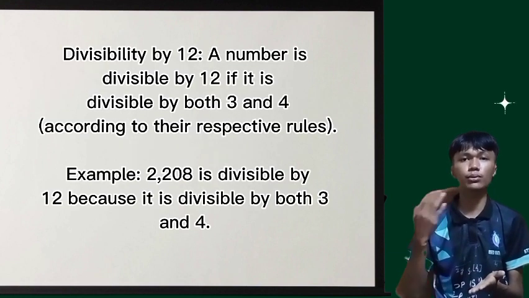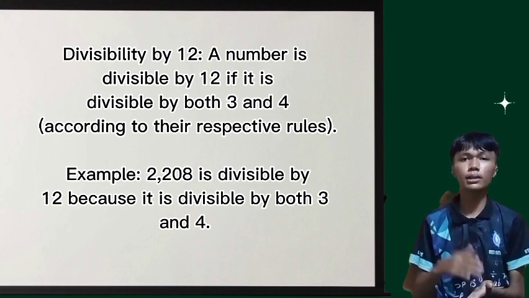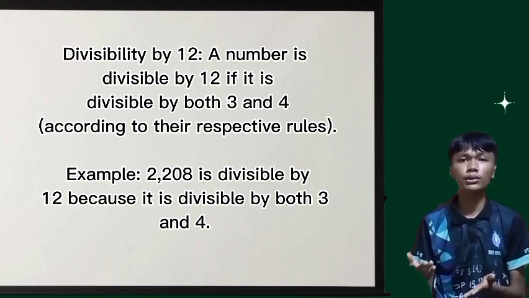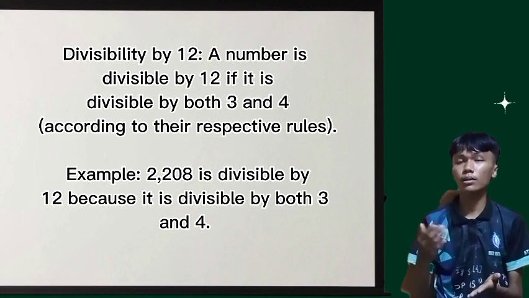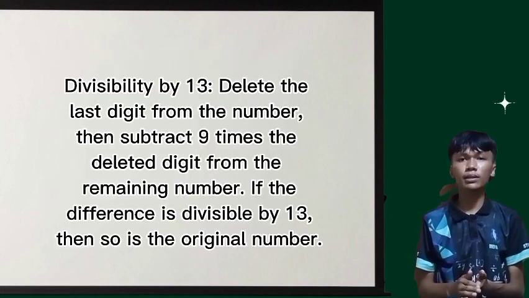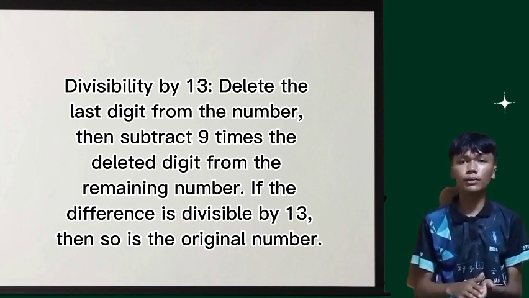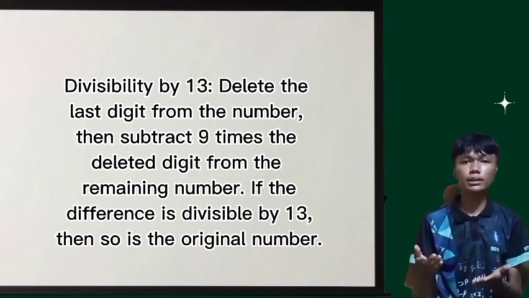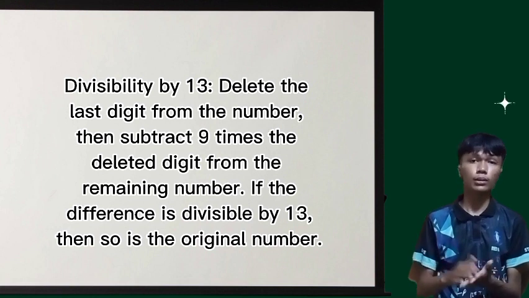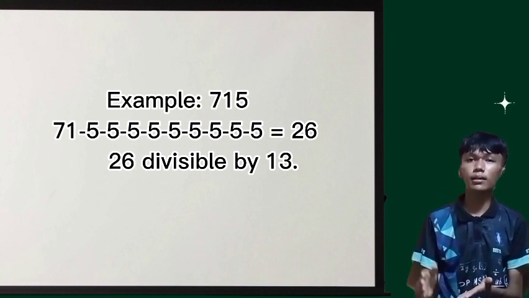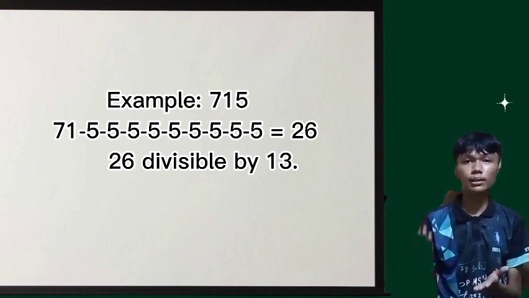Next is divisibility by 12. A number is divisible by 12 if it is divisible by both 3 and 4. Example, 2208 is divisible by 12 because it is divisible by both 3 and 4. Next is divisibility by 13. First, delete the last digit from the number, then subtract 9 times the deleted digit from the remaining number. If the difference is divisible by 13, then so is the original number. Example, 715. The last digit is 5, then 71 minus 5 times 9 equals 26. 26 is divisible by 13.